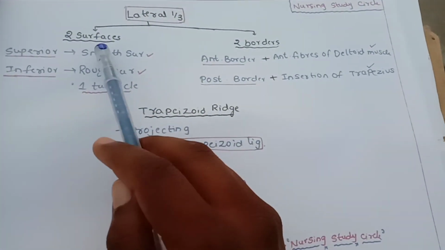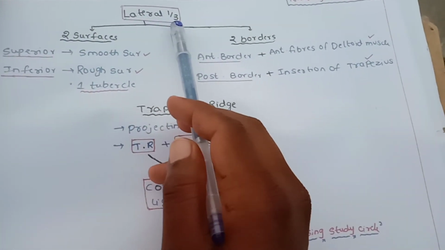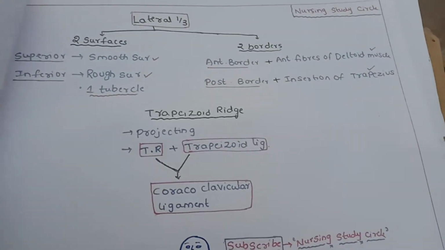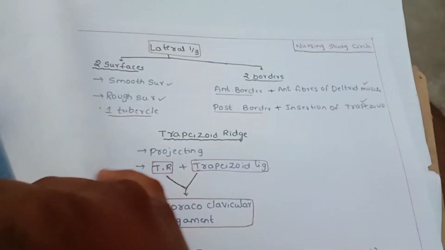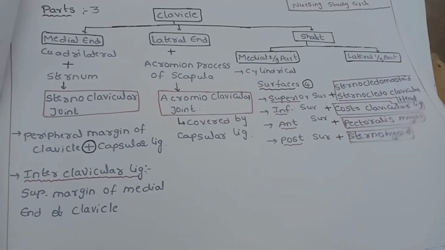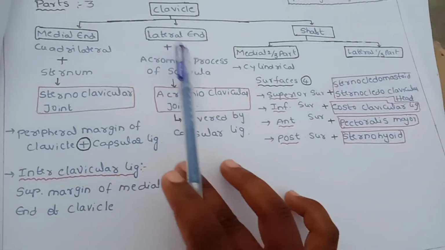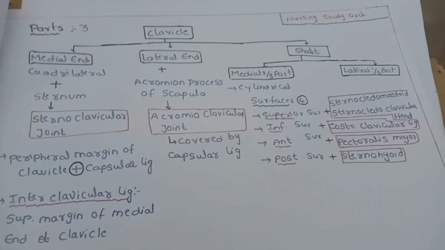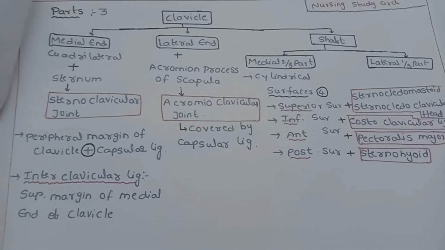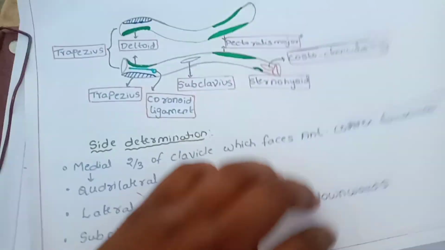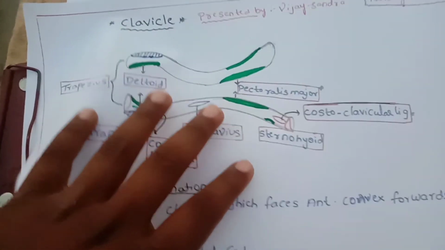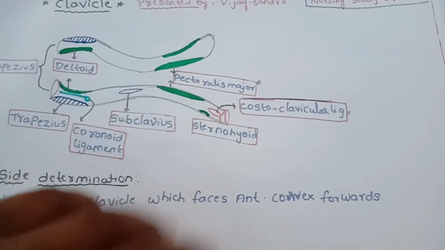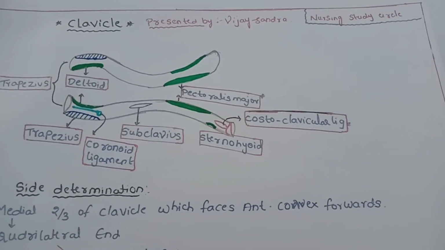So these are the surfaces and borders of the lateral 1/3 part of the clavicle. The clavicle has a medial end, a lateral end and a shaft. In the shaft there is a medial 2/3 part and a lateral 1/3 part, and this is the side determination of the clavicle.